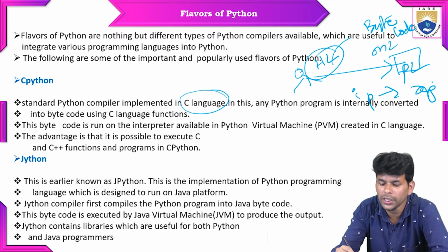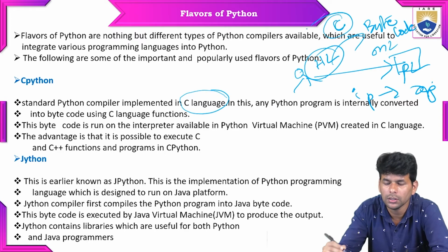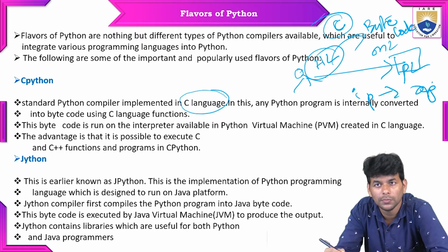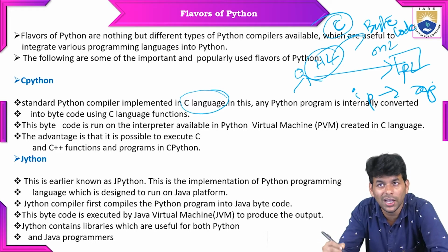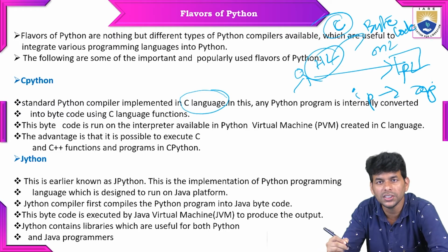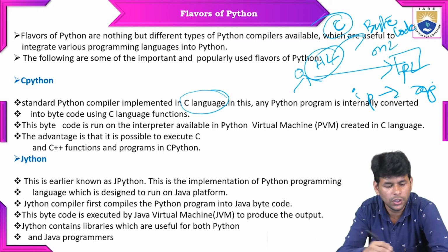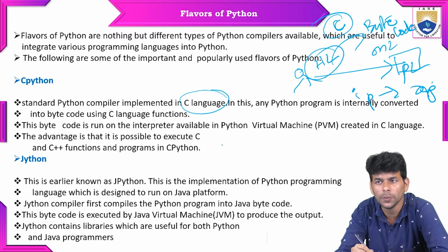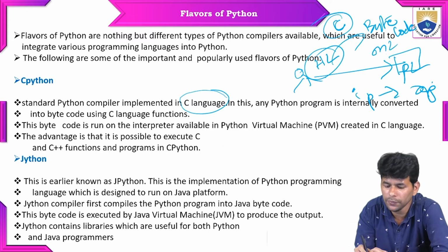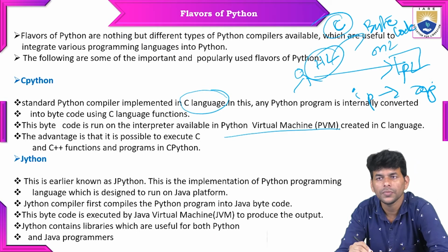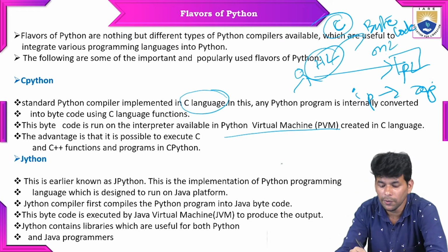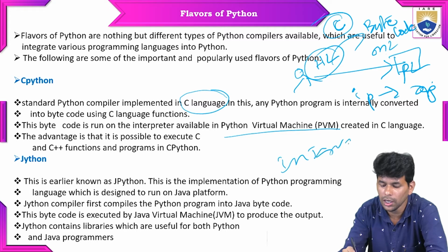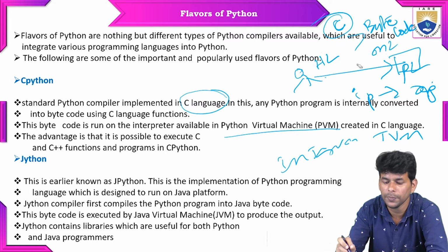Now, for converting high level language code into bytecode, we use C compilers, but we are working with Python. We are using the C language here. This is called integration of Python with the C language for developing this type of compiler. Is that clear? Now this bytecode is run on the interpreter available in the Python virtual machine, created in the C language. In Java, what do we have? In Java we have the JVM, meaning Java Virtual Machine.